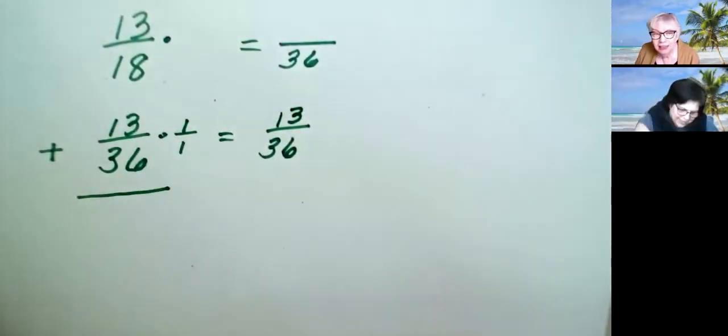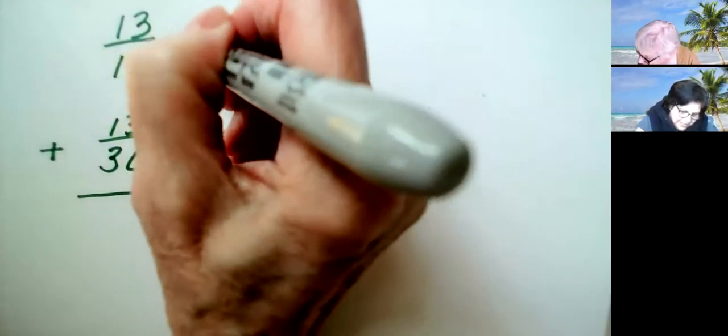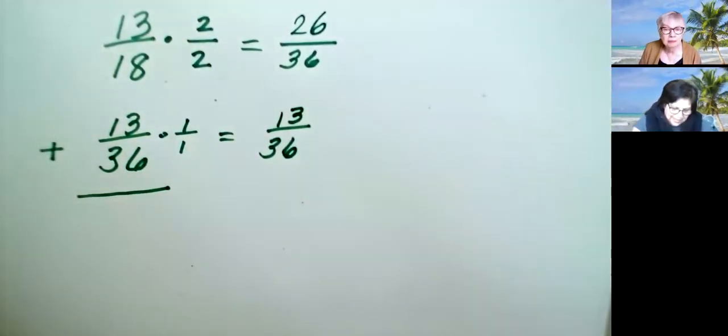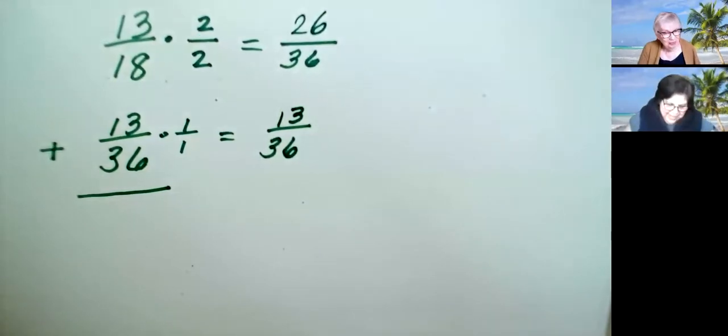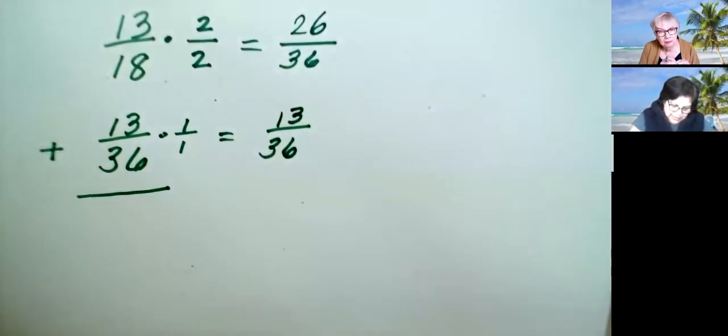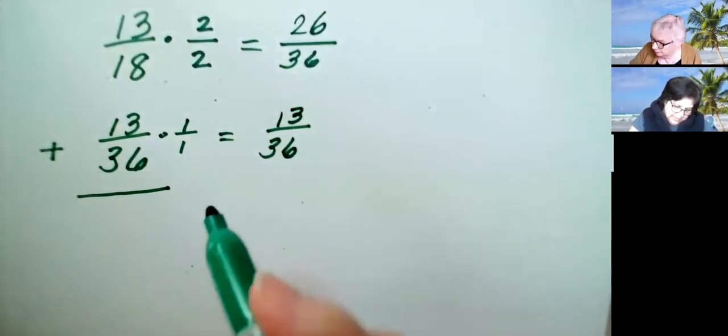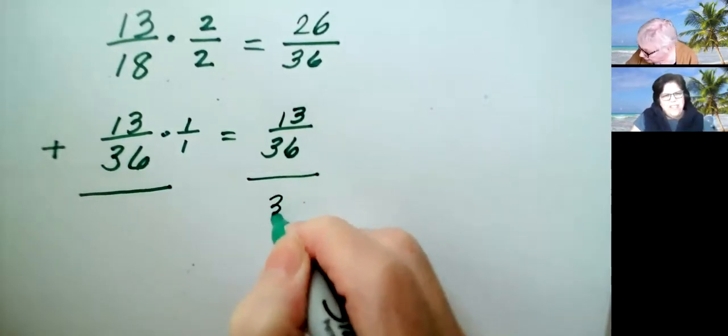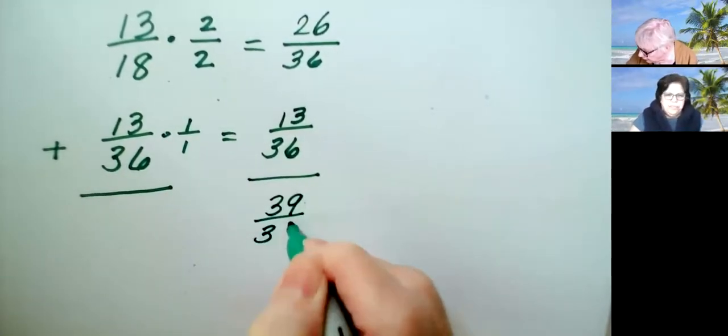Okay, hold on. You got it. 18 times 2 over 2, right? Yeah. And 13 times 2 is 26. Okay, there's your 26. So then I have 26/36 plus 13/36, right? Right. So, 39/36. Right.